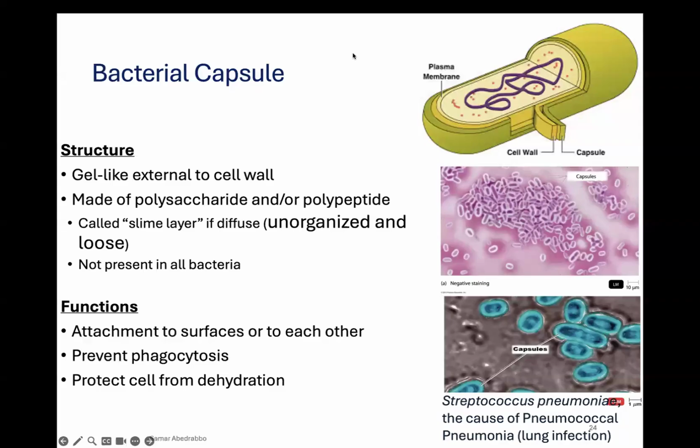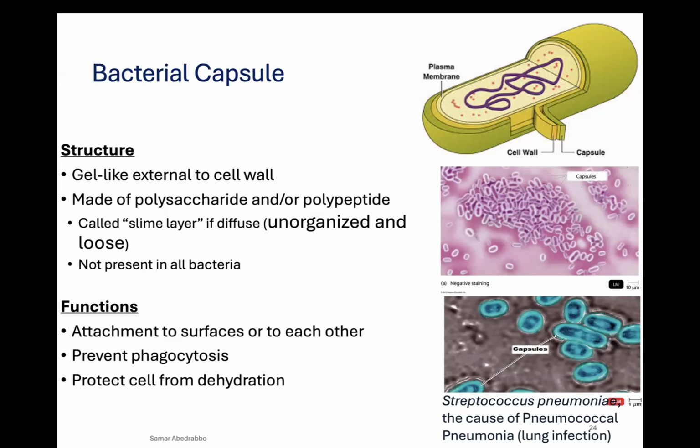In terms of structure, the capsule is kind of like this gel-like covering that's made up of polysaccharides. Polysaccharides is a fancy word for sugars, and they contain some peptides. Peptides is a fancy word for proteins. We'll learn about that later. And capsules play a very important role in virulence of bacteria. Virulence means their ability to cause disease, similar to pathogenicity, because it allows bacteria to hide from your immune system.